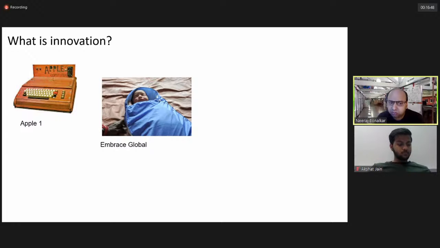So what this team did was create something which was low cost and which was highly effective and easy to distribute to the market. And they came up with an infant warmer. It's sort of like a sleeping bag or a blanket which warms the baby. And they launched a company, Embrace Global. It's operating now, I think, out of Bangalore. And it's a very well-known company.